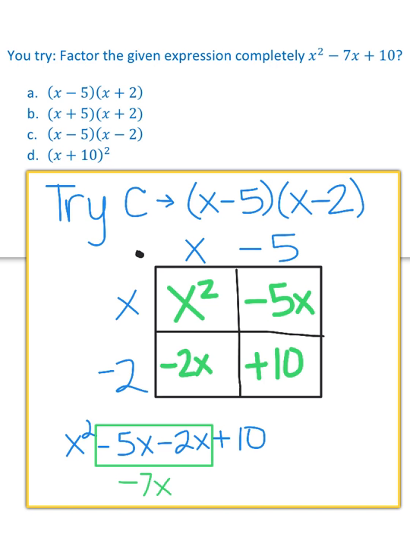All right, hopefully you got that x minus 5 times x minus 2, which would have been a choice C, was the correct one. Look over the work that I have down here and in the boxes. If you did not get C, try to find your mistake. All right, let's try another one.